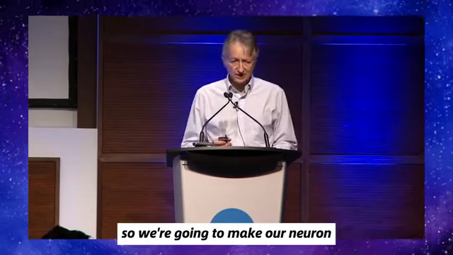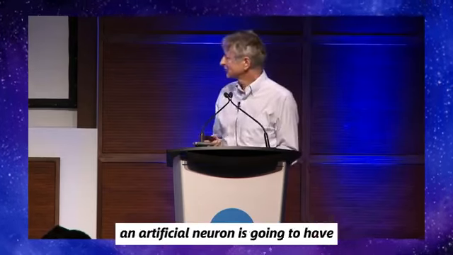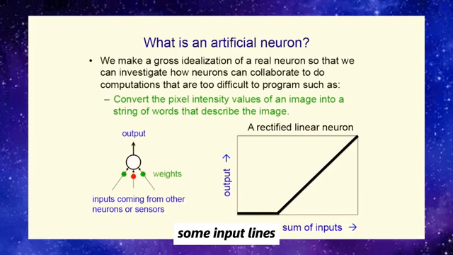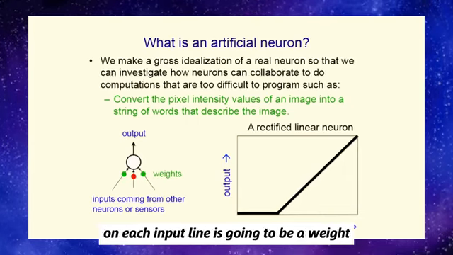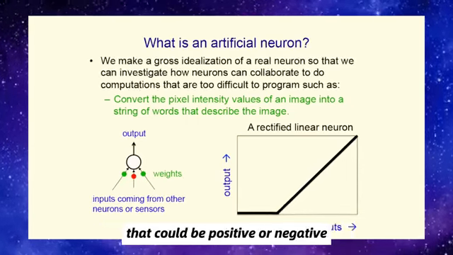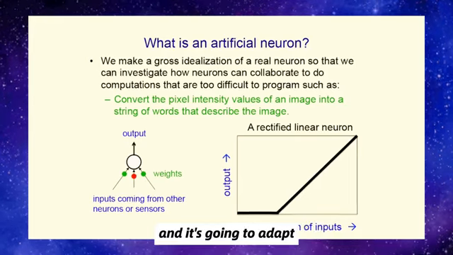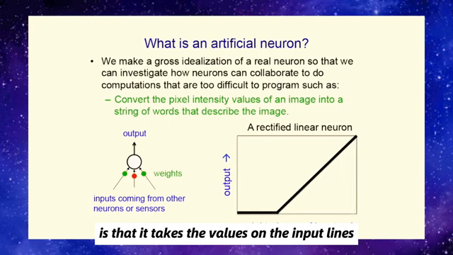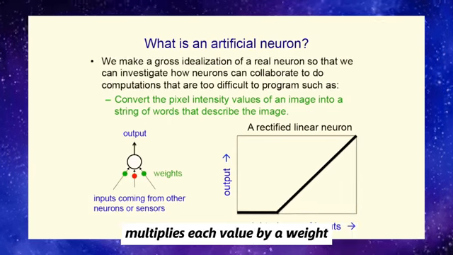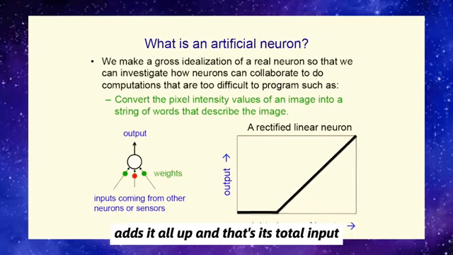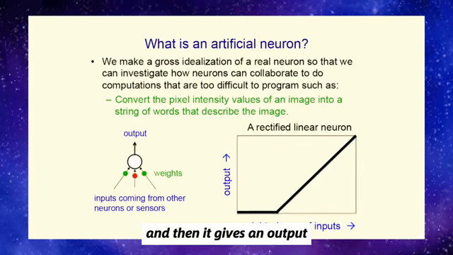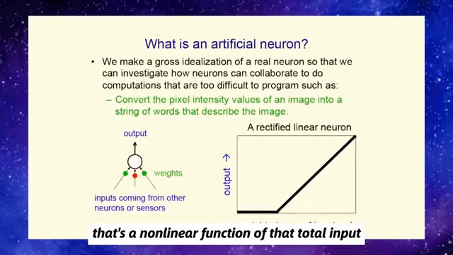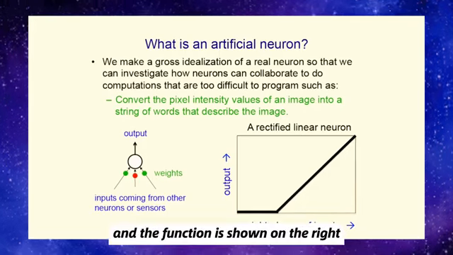So we're going to make our neural net out of artificial neurons. An artificial neuron is going to have some input lines that come from the sensors or the neurons. On each input line, there's going to be a weight that could be positive or negative. And it's going to adapt by changing the strengths of those weights. And the way it behaves is that it takes the values on the input lines, multiplies each value by a weight, adds it all up, and that's its total input. And then it gives an output that's a nonlinear function of that total input. And the function is shown on the right.